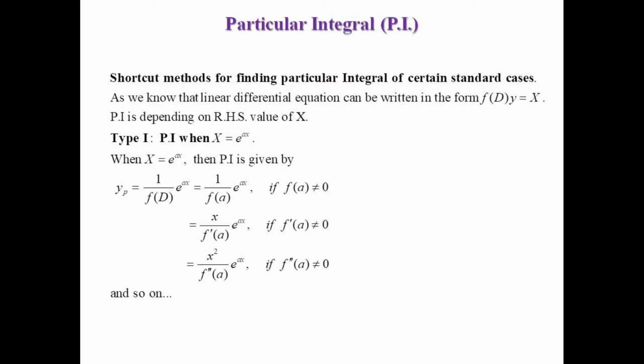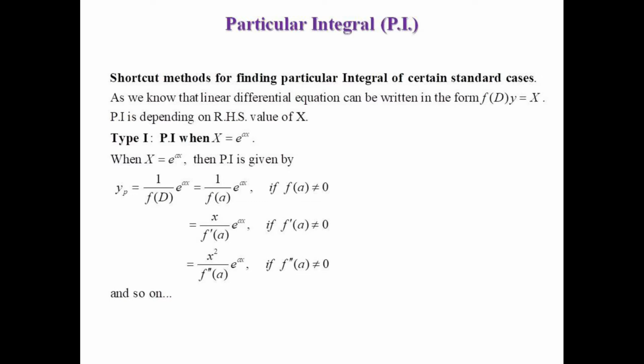So whenever we get the denominator term as 0 when we replace D by a, in this case attach x on the numerator and take the derivative of the denominator with respect to D. So now if we attach x, then we get x upon f dash of a into e raised to ax. Again, this condition holds provided that the value of f dash of a is not equal to 0. If once again the value of f dash of a is 0, then attach one more x on the numerator and take the second derivative of the denominator with respect to D, and we can continue this formula.